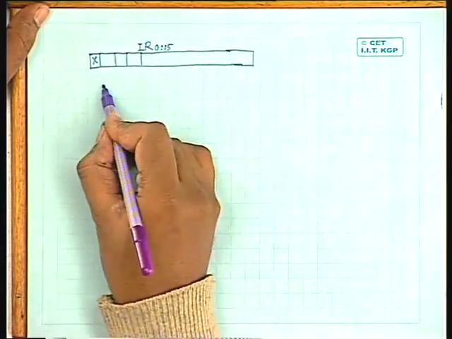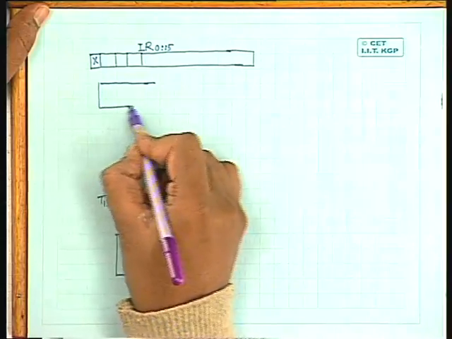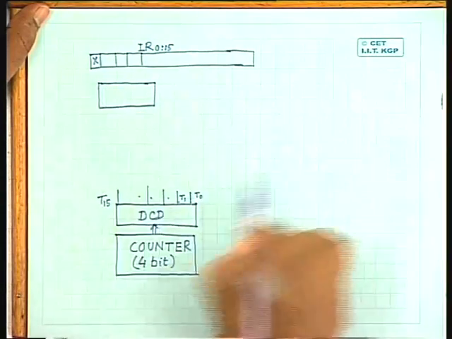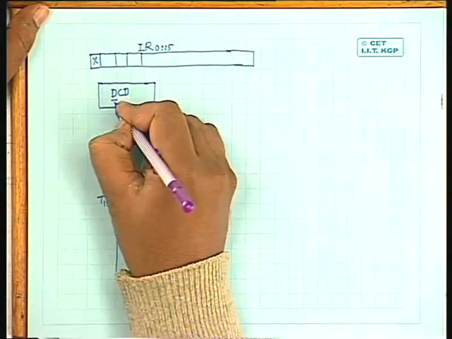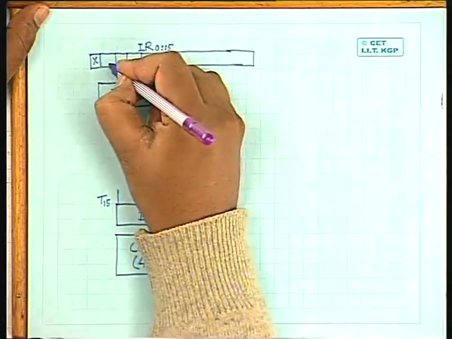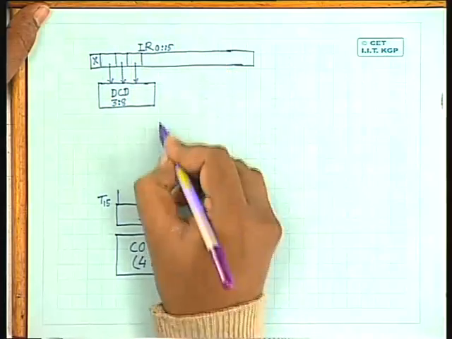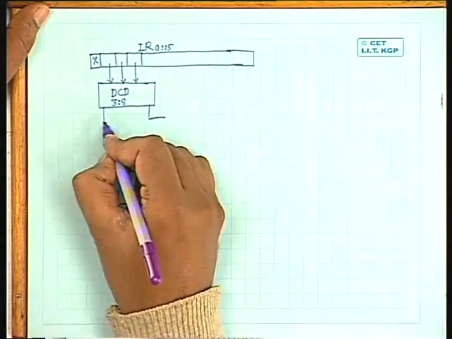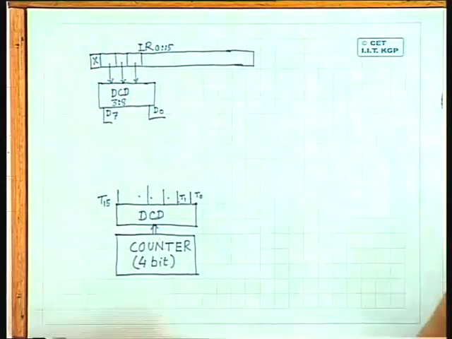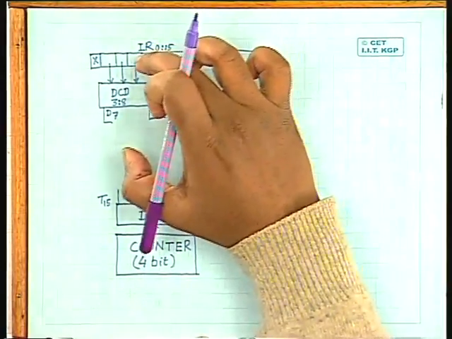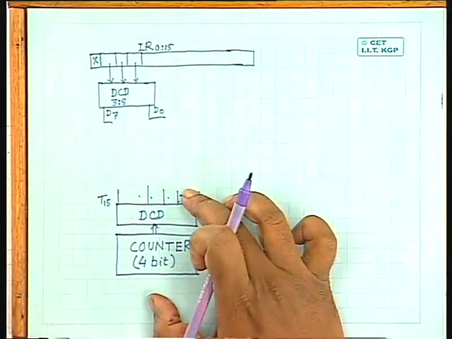So the simplest way is to have a decoder. Here it will be a 3 to 8 decoder, because it takes 3 inputs from the instruction register and generates 8 outputs, D0 to D7. So now my instruction decoding circuit is done, and the machine state generator circuit is done.